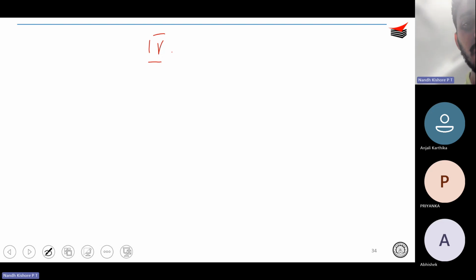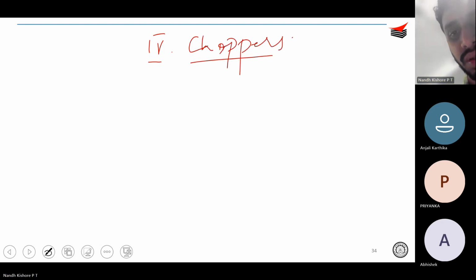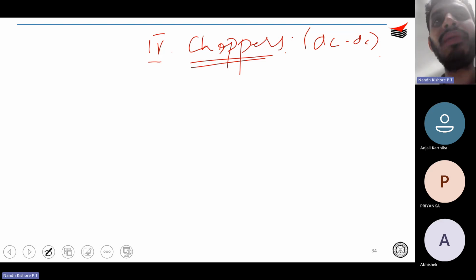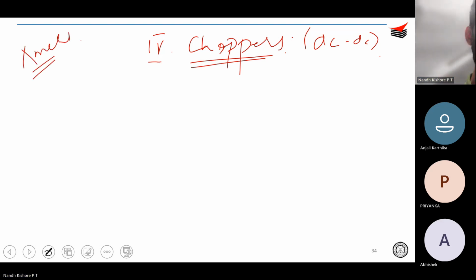So finally you come to choppers or DC-DC converters. Okay. So why did people go for DC-DC converters? Basically because to convert from one level of AC to another level of AC, you have transformers, right? But you obviously don't have transformers in the DC, correct? A transformer cannot convert one level of DC to another level of DC. That is why people had to go for choppers and power electronics came into play.